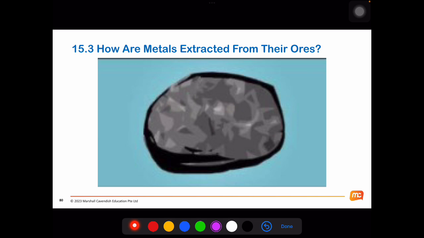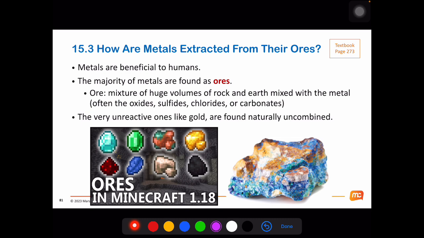Alright, so as what has been shown in this video, we're going to talk a bit more about how extraction looks like, but we are not going to go into the whole nitty-gritty about different types of ores and what the different types of metals inside are.